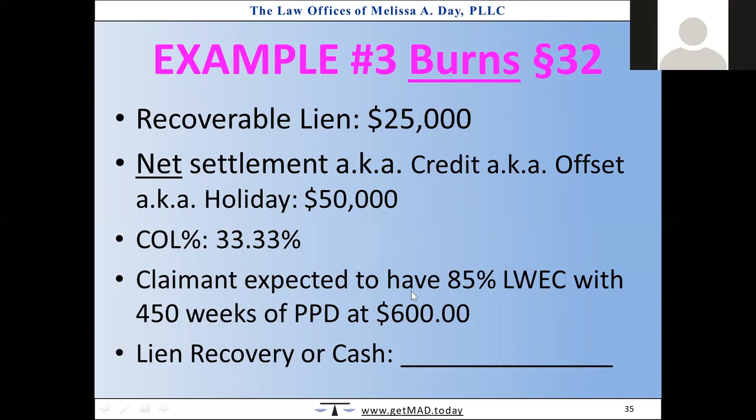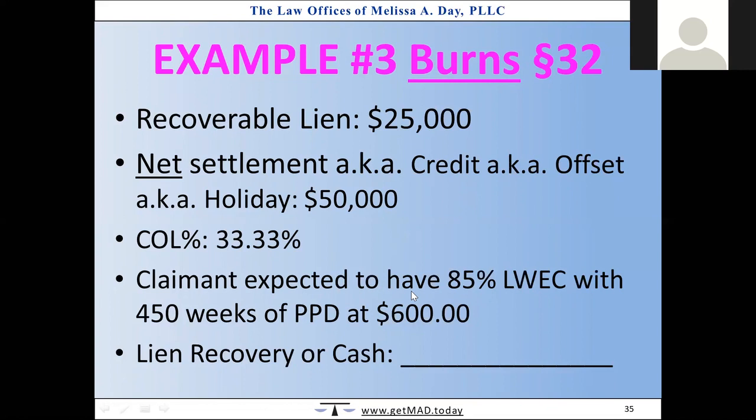All right, so let's take a look at another example. Let's assume that your recoverable lien is $25,000. The claimant's net is only $50,000. The percent cost of litigation is a third. The claimant is anticipated to have an 85% LWEC with 450 weeks of PPD.